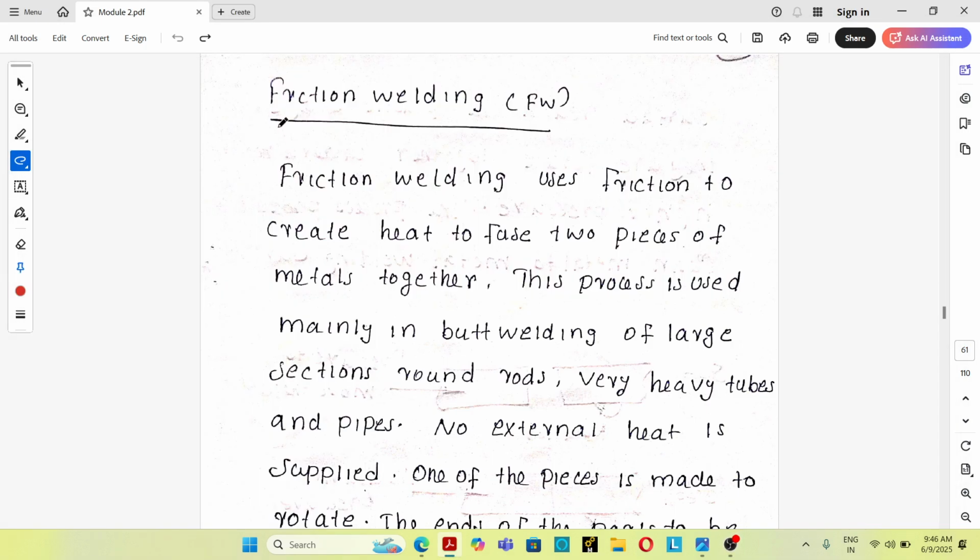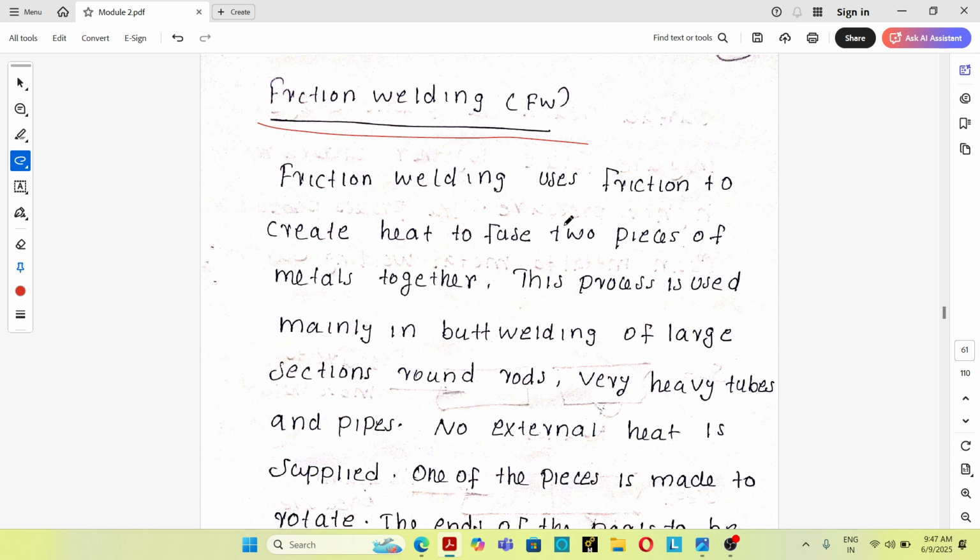In this video, I am going to discuss the friction welding process, short form FW process. In the friction welding process, the heat required for welding is obtained from the friction between the ends of the pieces to be joined. Friction is used to produce heat, and that heat is used to join the metal pieces.